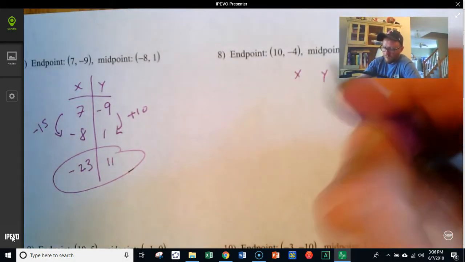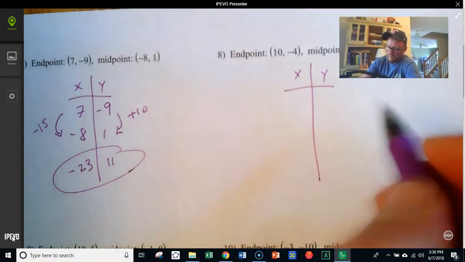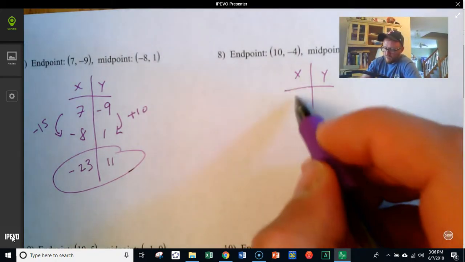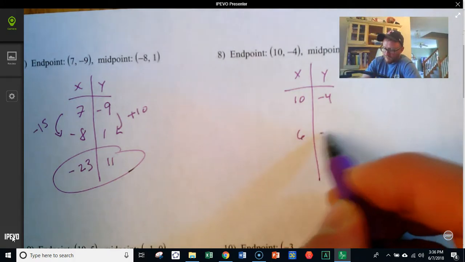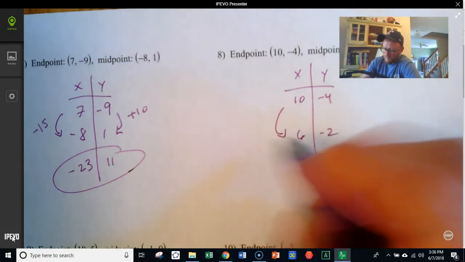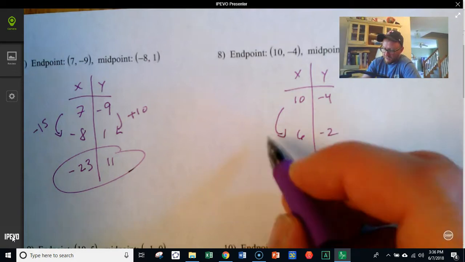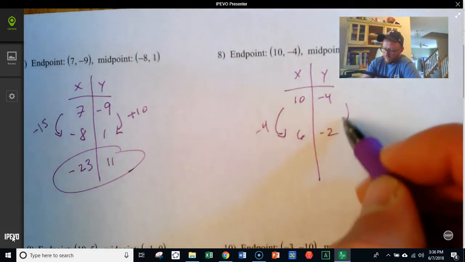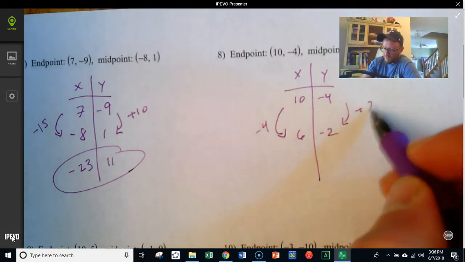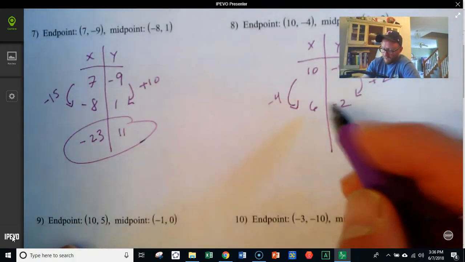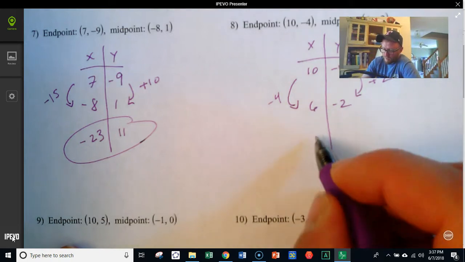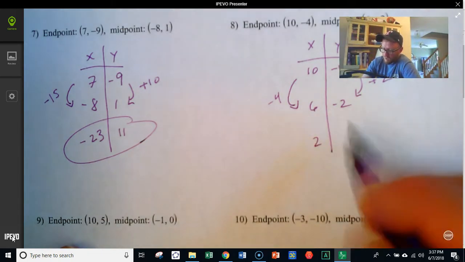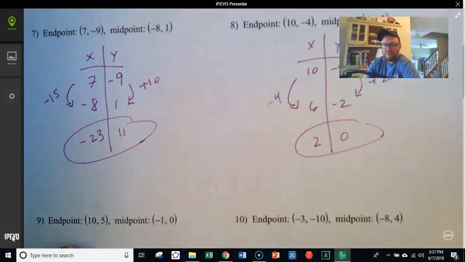Here, let's see, we've got 10, -4, and you've got 6, -2. So we went from 10 to 6, it's down 4. From -4 to -2, it's up 2. So going down another 4 will leave us at 2. Going up another 2 will land us at 0. So 2, 0.